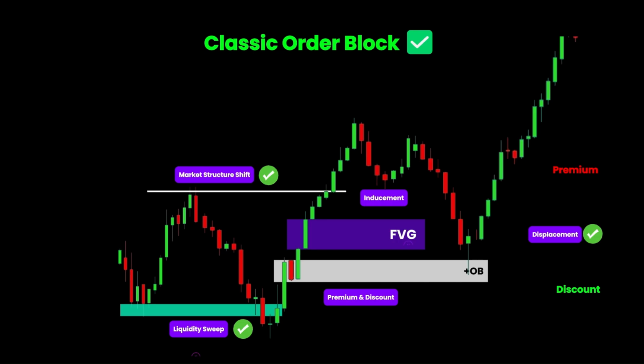To trade classic order blocks, you must confirm all 5 conditions. If even one is missing, don't take the trade. This was the classic order block explained step by step.